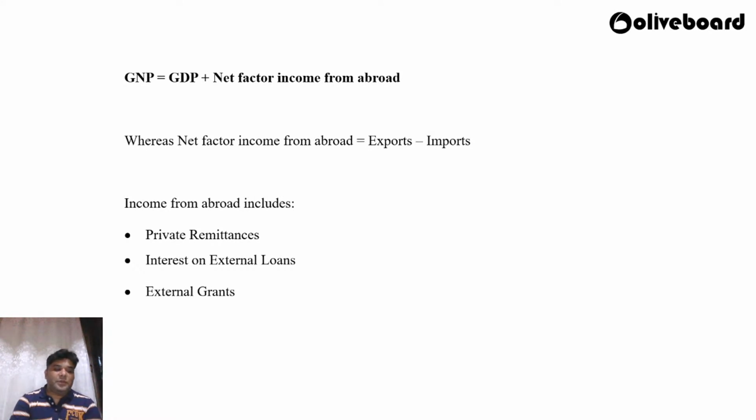In fact, India has become the highest remittance receiving country in the world, right? In fact, so therefore we've received about $72 billion in the year 2019 or in the year 2020. So private remittances can be included in income from abroad.